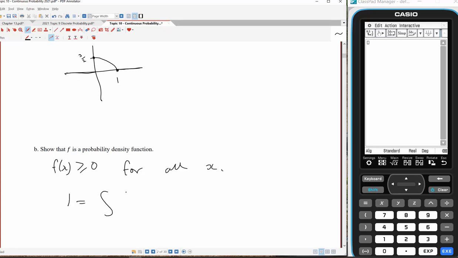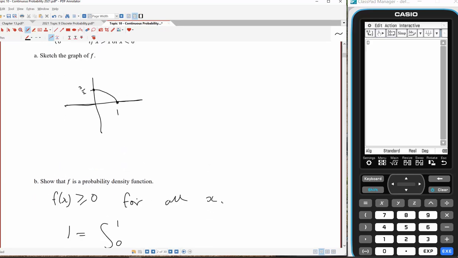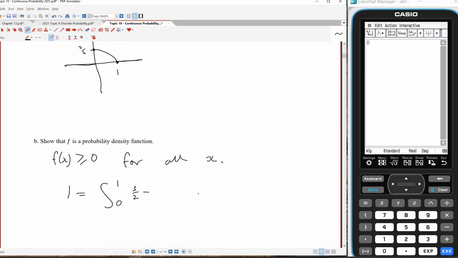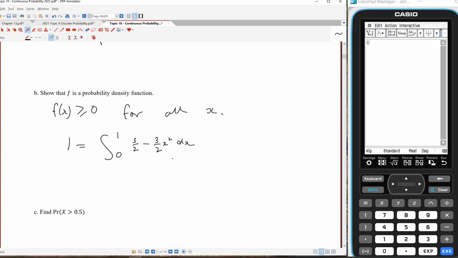So I'm going to say 1 equals the integral from 0 to 1 of f(x), which is 1.5 or 3 on 2, take away 3 on 2 x squared, with respect to the independent variable x. All right, so let's go ahead and do this. So this is 3x on 2, and the second term is 3 on 2 times x cubed over 3, so that's 3 on 6, which is 1 on 2. So that's going to be x cubed on 2. And we're popping in 1 and 0.